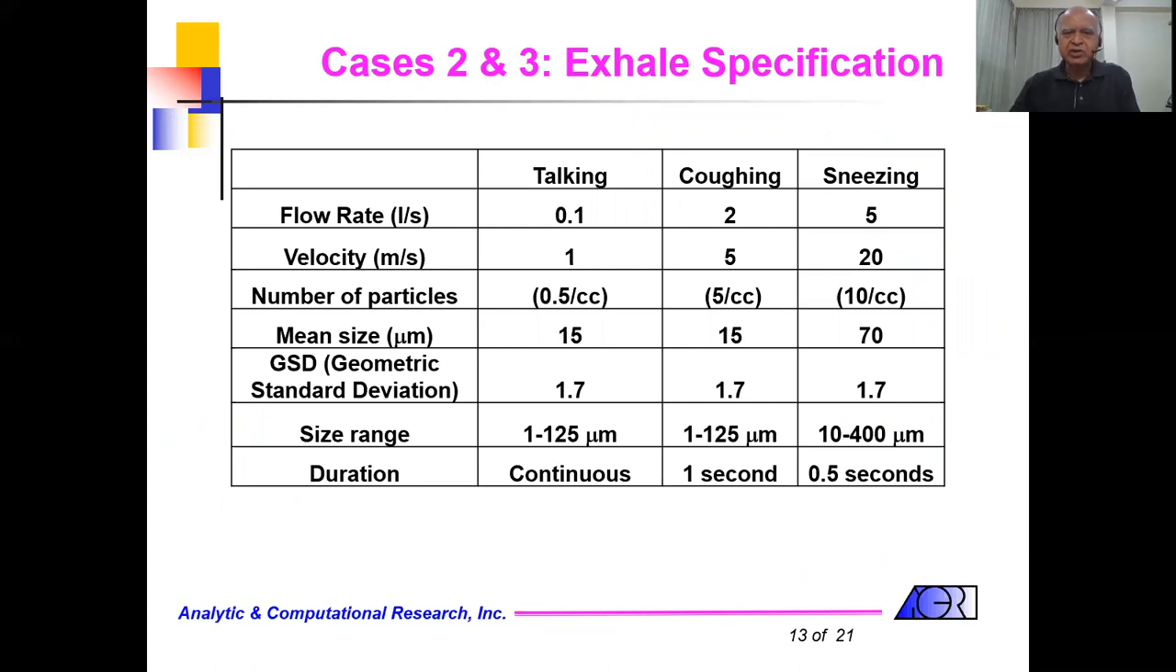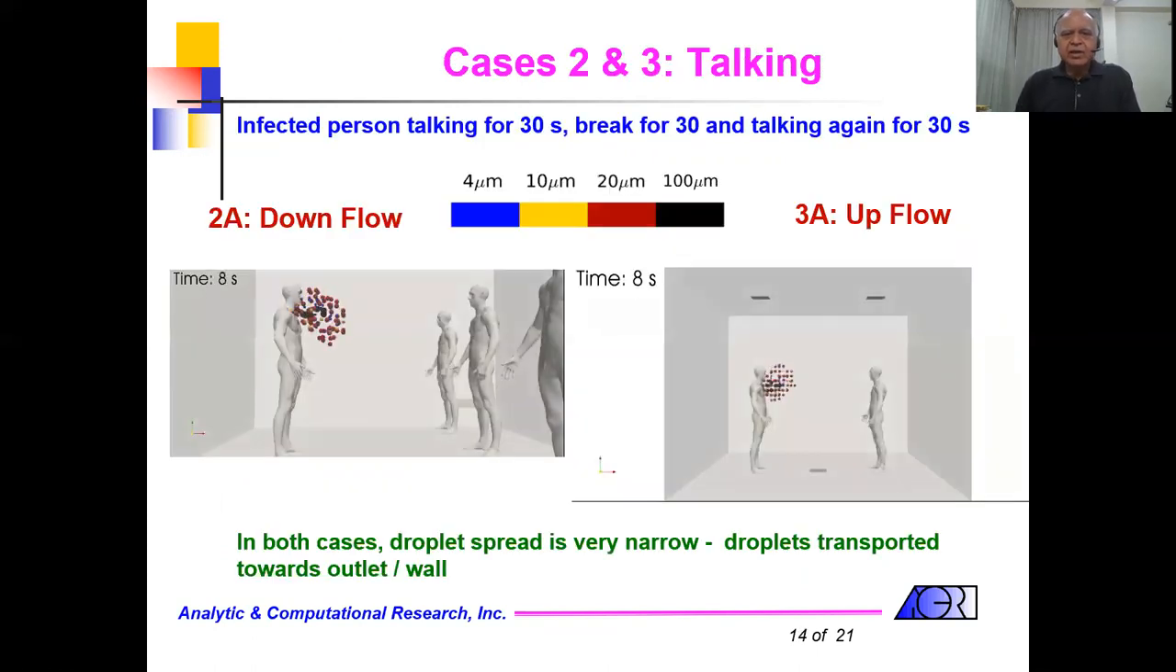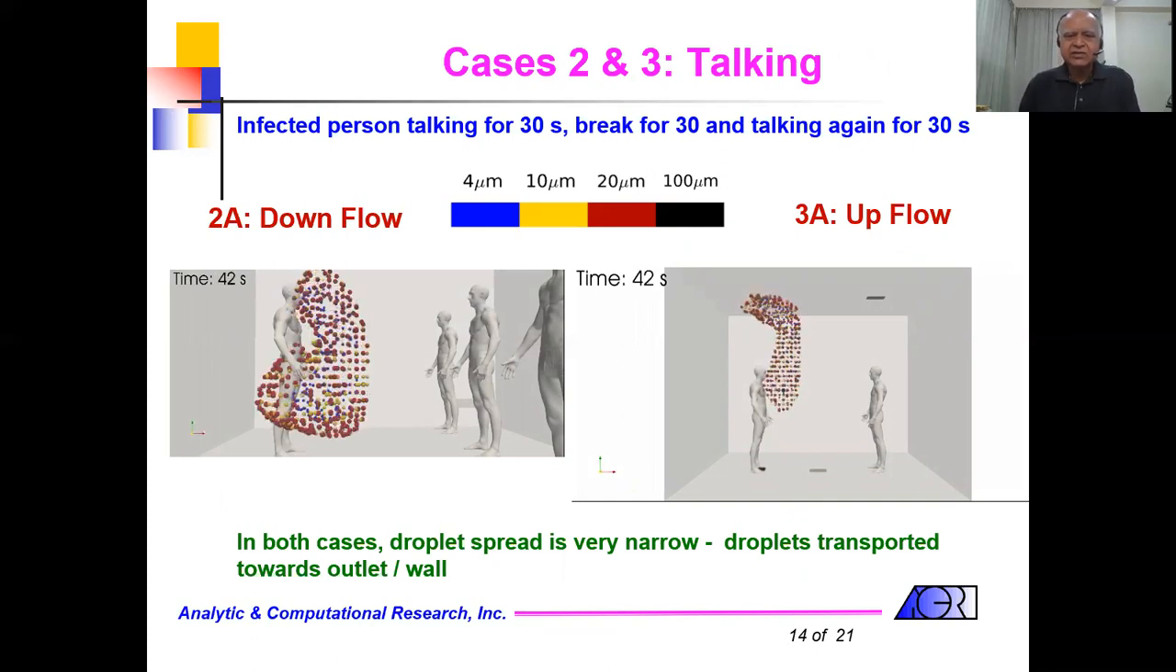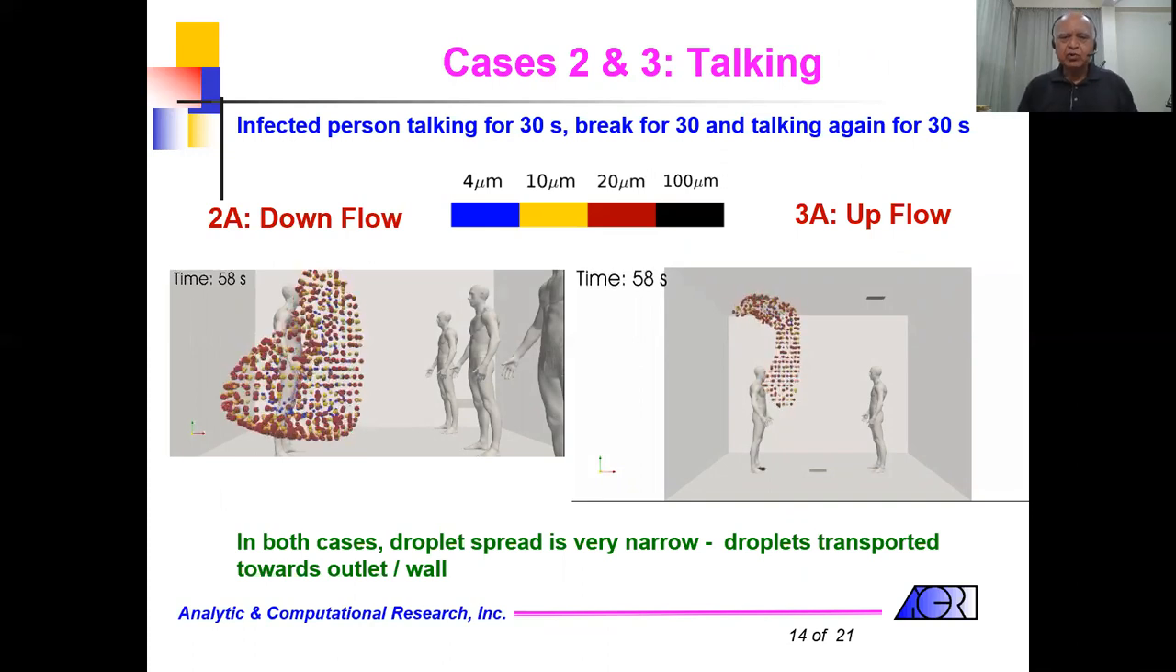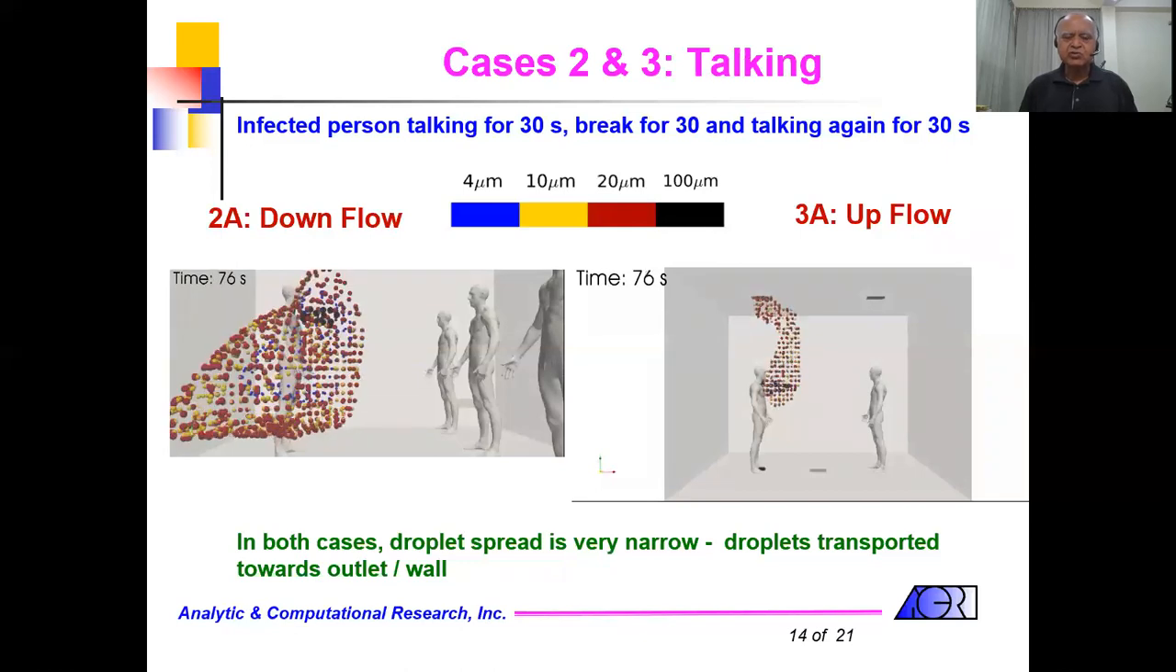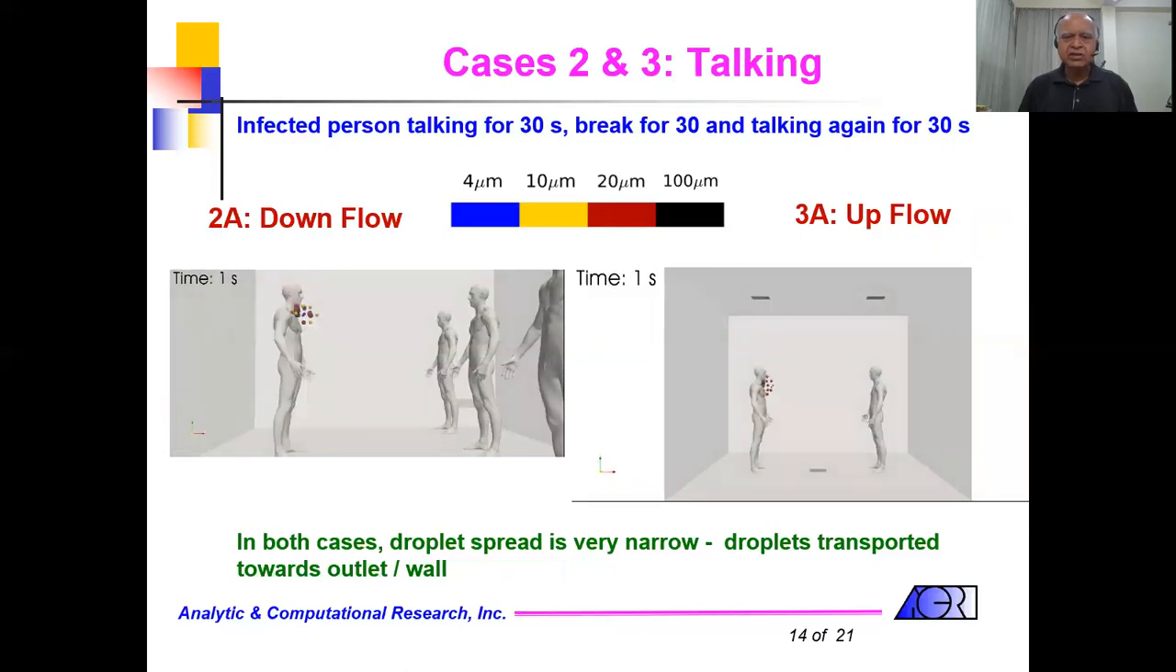They are summarized here. Now when one is talking, here somebody talks for 30 seconds, takes a break for 30 seconds, and talks again for 30 seconds. In this particular scenario, the droplet spread is very narrow, both for upflow and downflow, and the droplets are transported towards the outer wall or the exit, okay? So not much happens, and the infected person does not infect others.